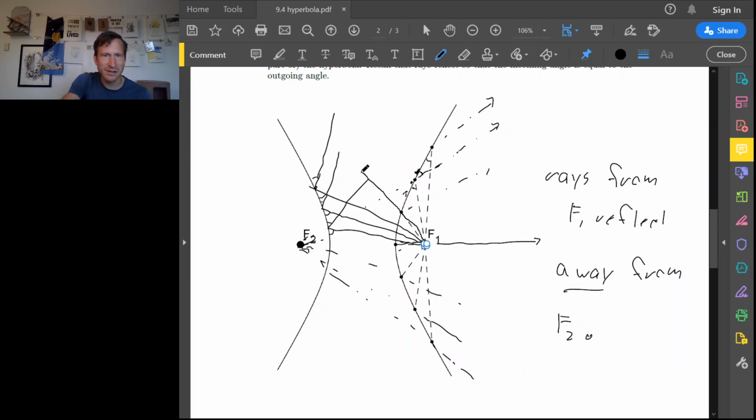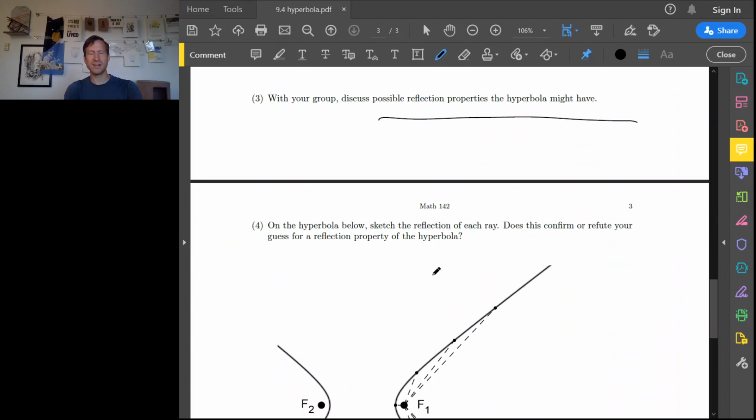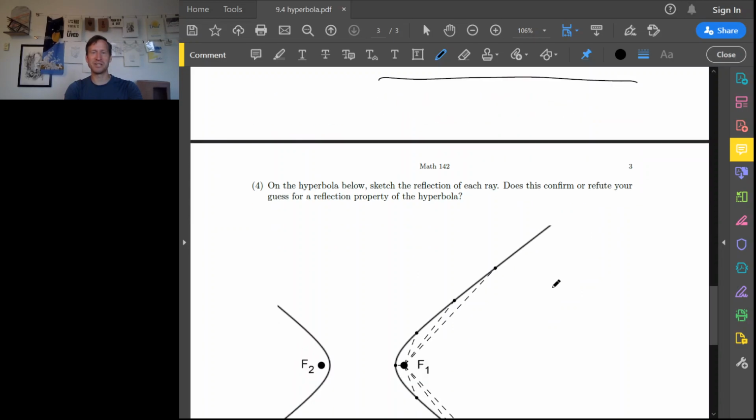Maybe this one, go way up here. Angle in is going to be the same as, looks like, angle out, so like this. And if you follow these reflected rays back, it looks like they also go towards the second focus. So even this one way up here. So it looks like rays emitted from one focus and reflecting off of either piece of the hyperbola are then directed away from the second focus. All right, so now we have a guess for what the reflection property of a hyperbola is.